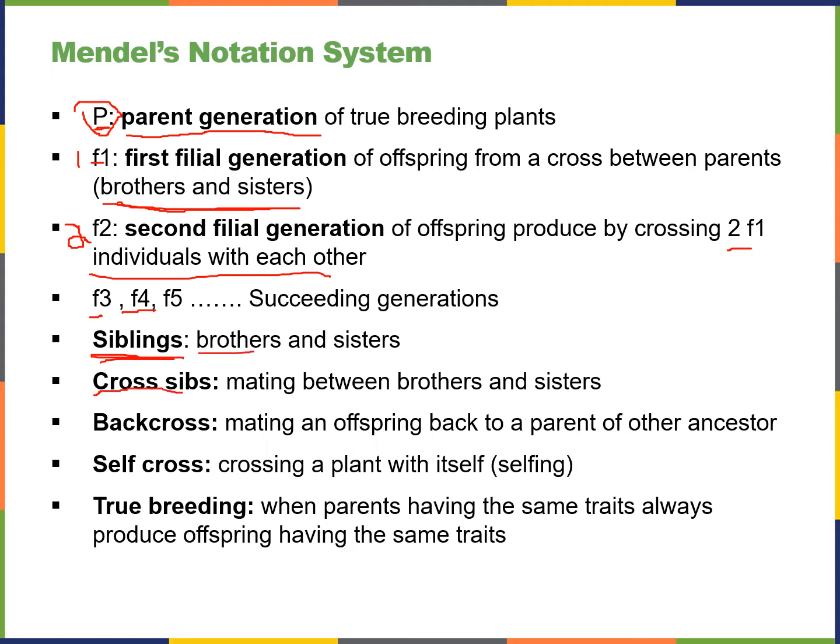Mendel did cross-sib mating, so he mated brothers and sisters of the same progeny to look at different traits and patterns of inheritance. He also did what's known as back-crossing, where he mated an offspring back to a parent or another ancestor. And he also did self-crosses, because the pea plant has a male and female component in the same flower. Mendel was able to breed the plant with itself, also known as selfing. And true breeding, which I mentioned earlier, is when parents with the same traits always produce offspring having the same traits. Mendel observed true breeding in garden peas, which was another major benefit to him using this as a model system.